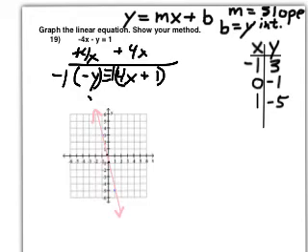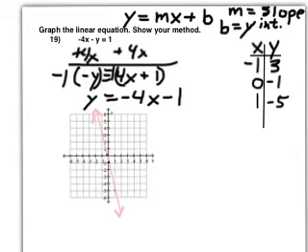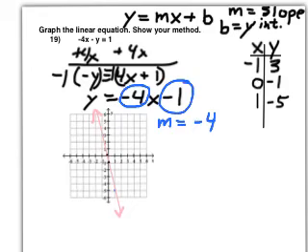And we get y equals negative 4x minus 1. So our slope is negative 4, m equals negative 4, and our y-intercept, our b, is negative 1. So we find the y-intercept first. The y-intercept is negative 1. We've already covered that one twice.